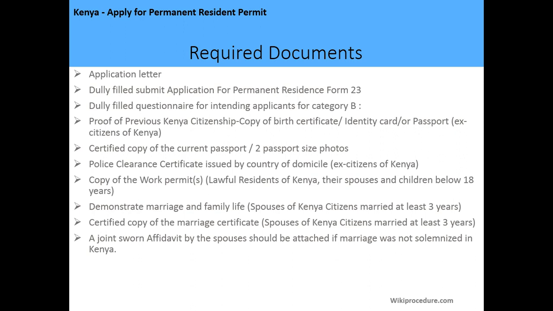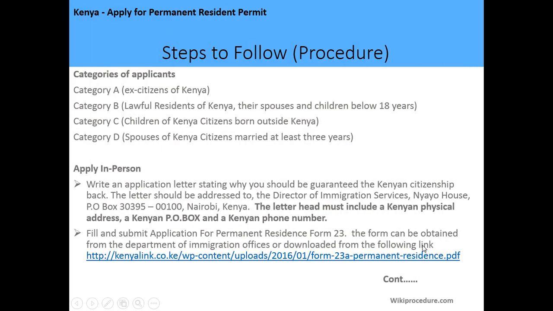You also need to demonstrate your marriage and family life, so you may be asked to produce a marriage certificate and also to swear a joint affidavit together with the spouse if the marriage was not solemnized in Kenya. So the steps to follow, we have different categories of applicants.